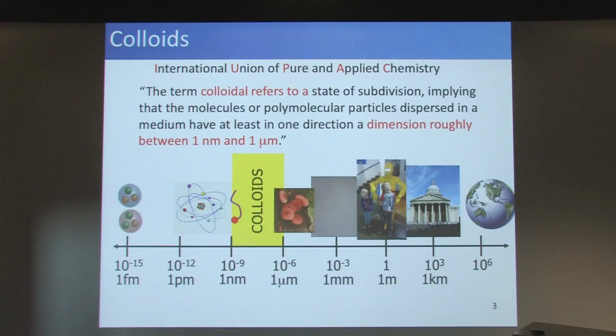A good example, and I'll show that again, is a red blood cell. That's a colloidal particle, just because its thickness and also to some extent its diameter falls within this range. So that's a typical example of a colloidal particle that everybody knows, I hope.